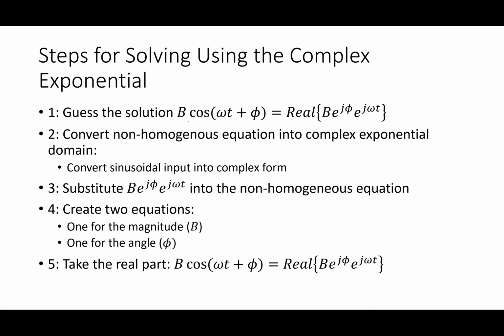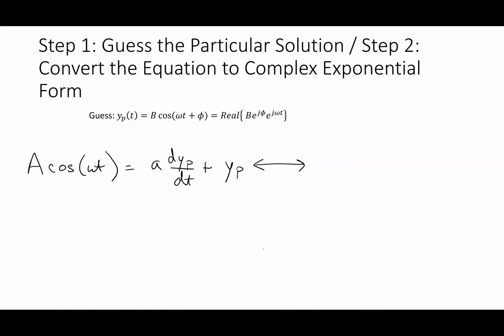I'm going to guess this is my solution. I'm going to take that non-homogeneous equation and somehow get it to the complex domain. Then I'm going to substitute B e to the j phi e to the j omega t into that equation. Then I'm going to create 2 equations where I solve for the magnitude and solve for the angle. And then I'm going to take the real part of everything. Okay. So let's walk through that.